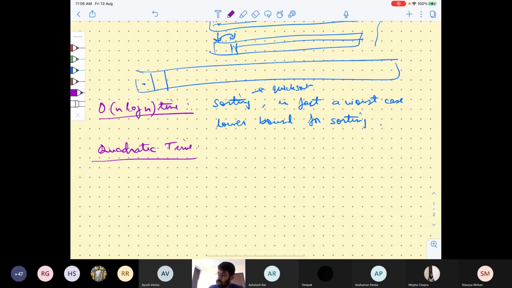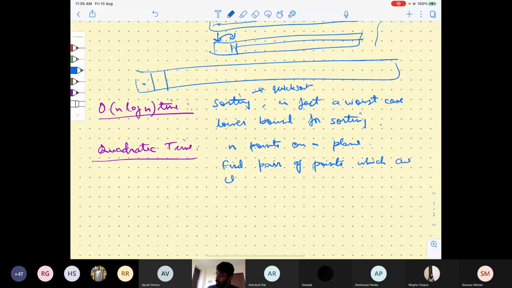This is also very common. One example that the book gives, and I'll just repeat it, though this is not the worst case for this problem: you are given n points on a two-dimensional plane, and you want to find the pair of points which are closest to each other.